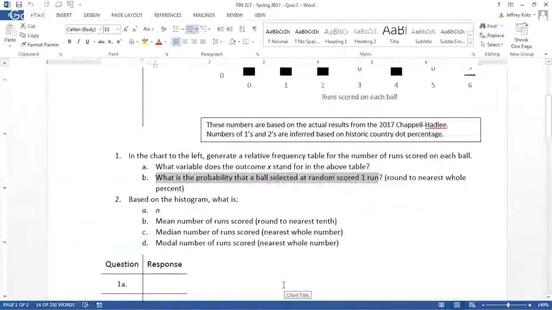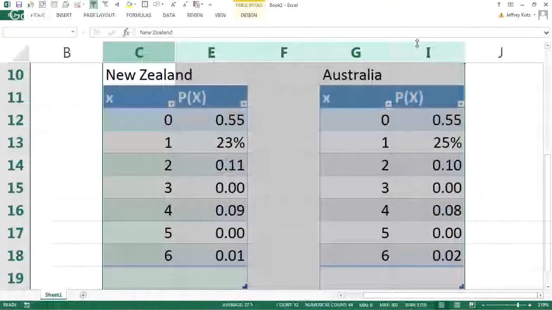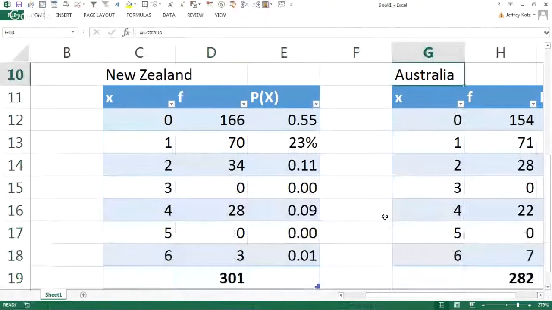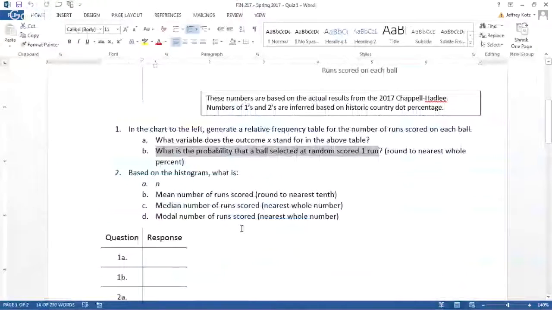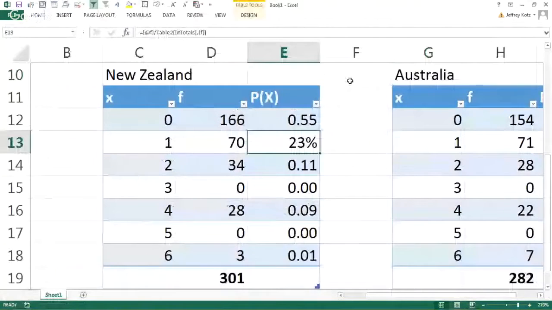And the next 4 questions were the same for each of them. As we just looked at when we generated these tables, the N, or sample size, for New Zealand was 301 balls. Australia received 282. The mean number of runs scored, rounded to the nearest tenth, we calculate from the relative frequency distribution.